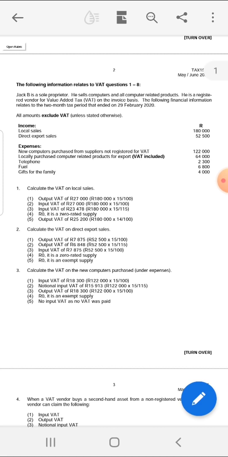Jack B is a sole proprietor. He sells computers and all computer related products. He is a registered VAT vendor for VAT on invoice basis. The following financial information relates to the 2 month tax period that ended on 29 February 2020.